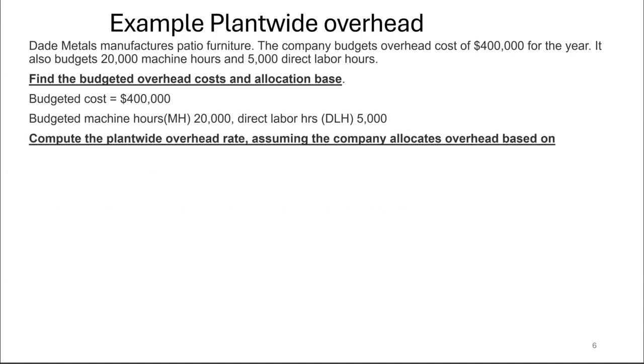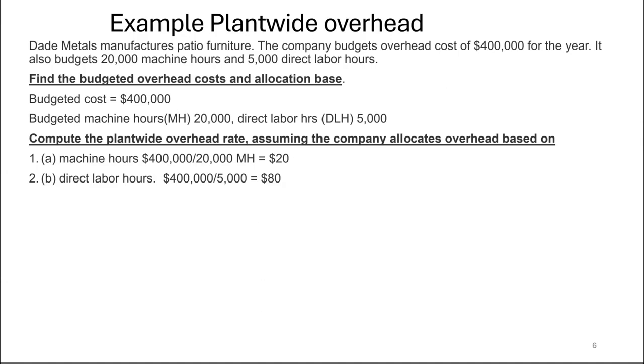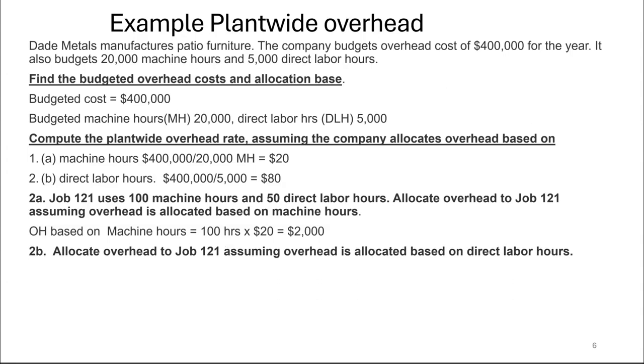So now we're going to compute our plant-wide overhead rate. If we do it by machine hours, it's going to be $20 an hour every time you use the machine. And if we do direct labor hours, it's going to be $80. But remember, you can only use one. You can't use both. So we have a job, and it used 100 machine hours and 50 direct labor hours. Let's do it based on each of the methods. If we allocate based on machine hours, we'd allocate $2,000 in overhead. And if we did it by labor hours, we would allocate $4,000. Now, which is correct? It depends. What drives our costs?